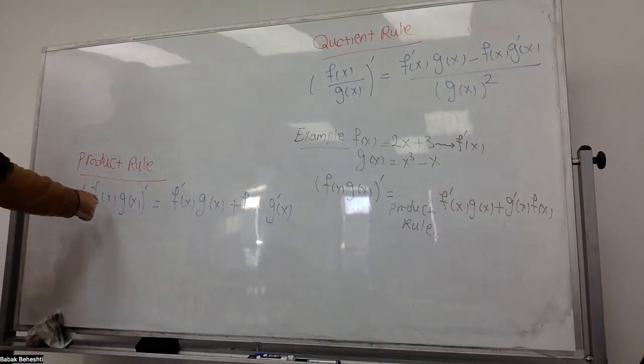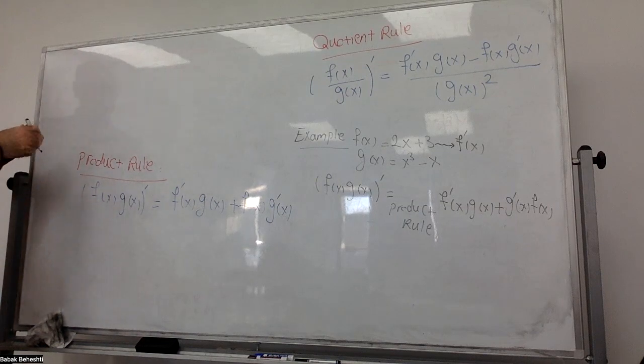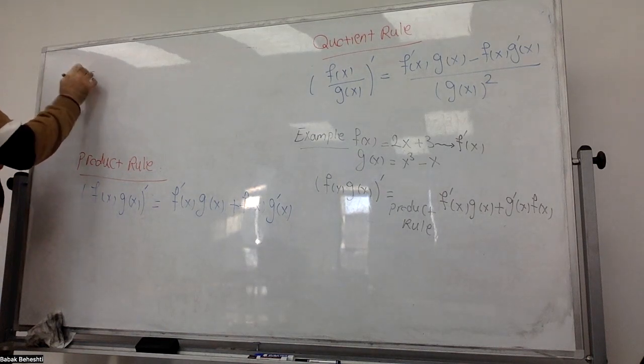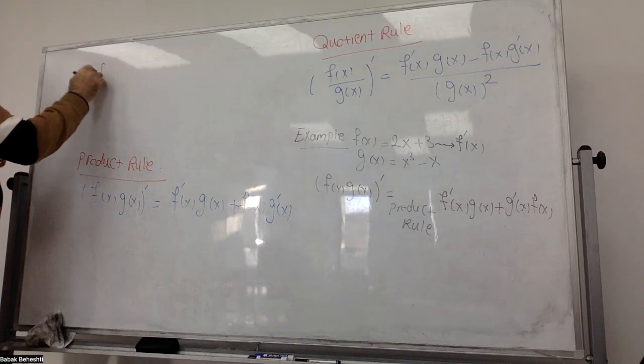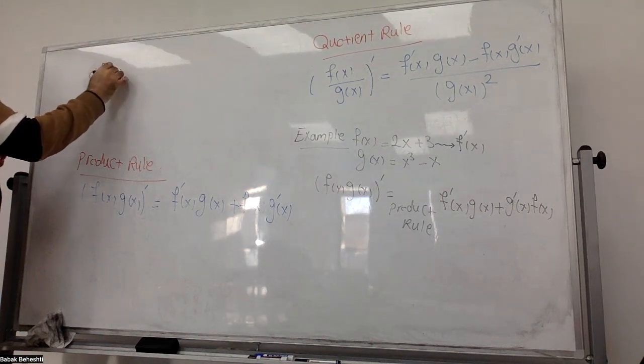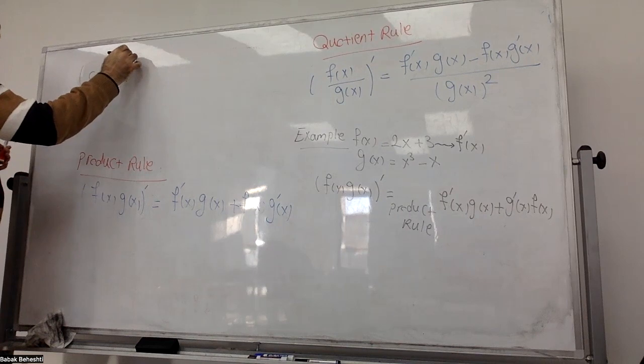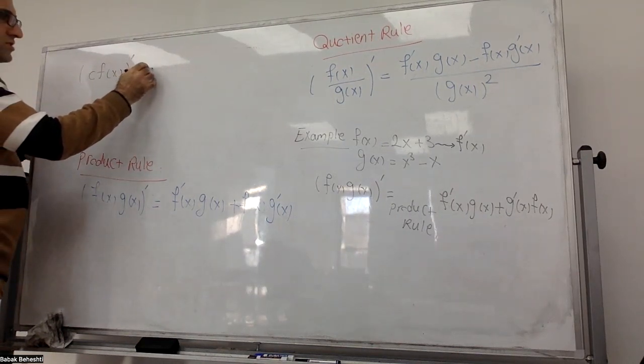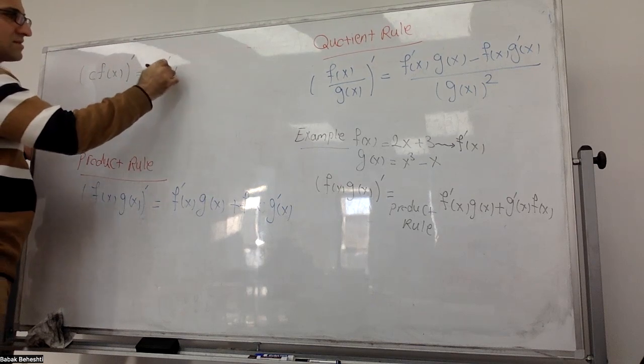So this is basically a special case of this rule. And that is when you have a constant function, or when you have a constant times, like c, and you multiply it by a function, if you want to compute the derivative, then this would be equal to just c times f prime x.